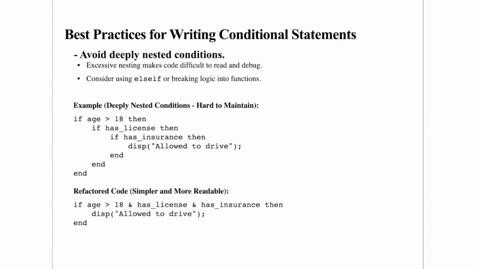The next one is avoid deeply nested conditions, because when you make nesting very excessive, it becomes very difficult to go through all the if else, and we'll forget what the first if was when we go deep into the innermost if. So if possible, deeply nested structures we should break down into simpler ones.